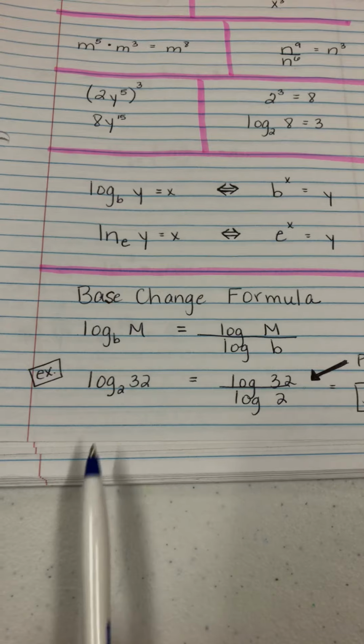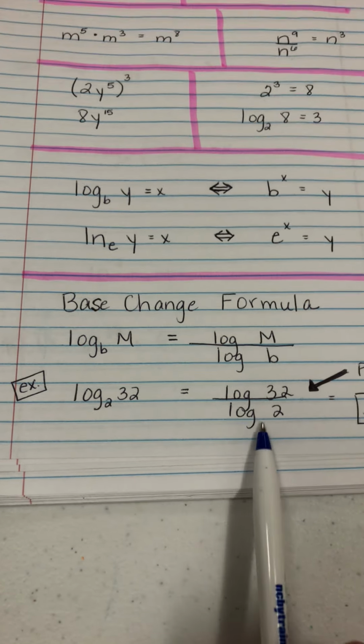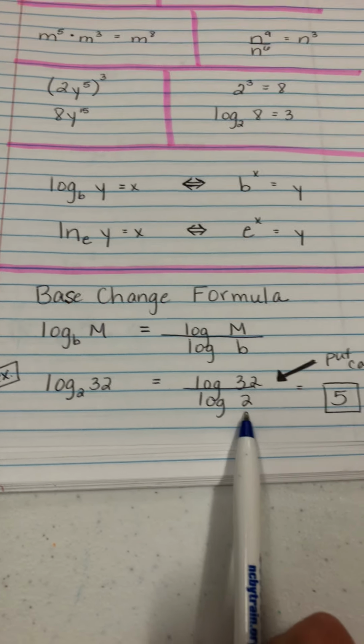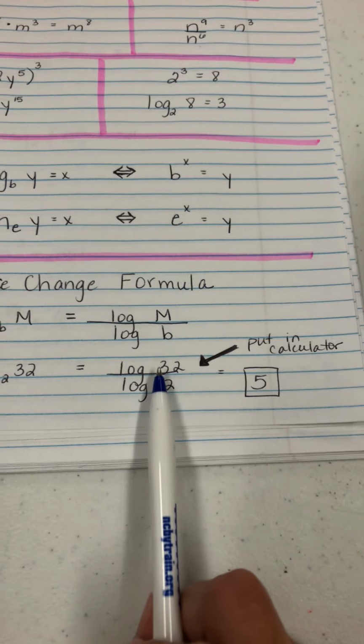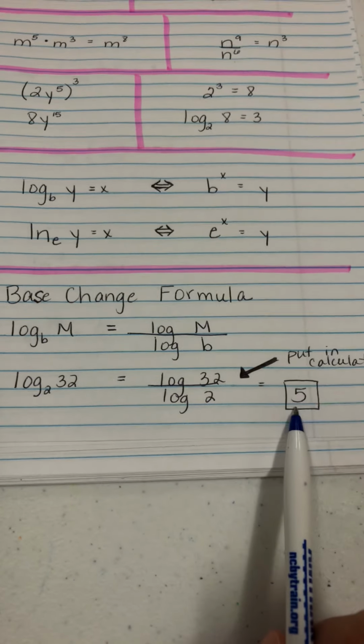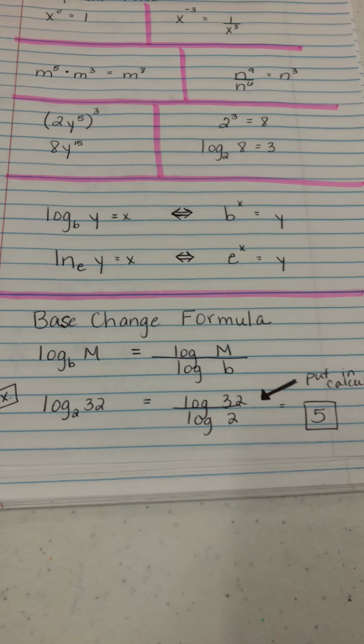And I've done an example for you. If we evaluate log base 2 of 32, that's the same thing as the log of 32 divided by the log of 2, and you can just put that in your calculator. Log of 32 divided by log of 2 is the number 5. Some of your homework problems are going to ask you to evaluate some of these logs, and that's one of the tricks that you can use.